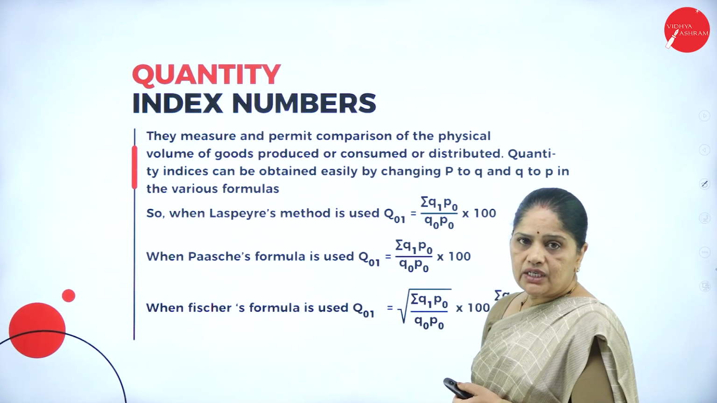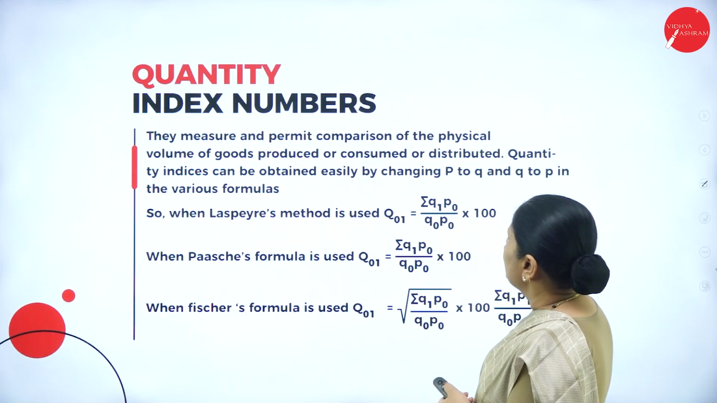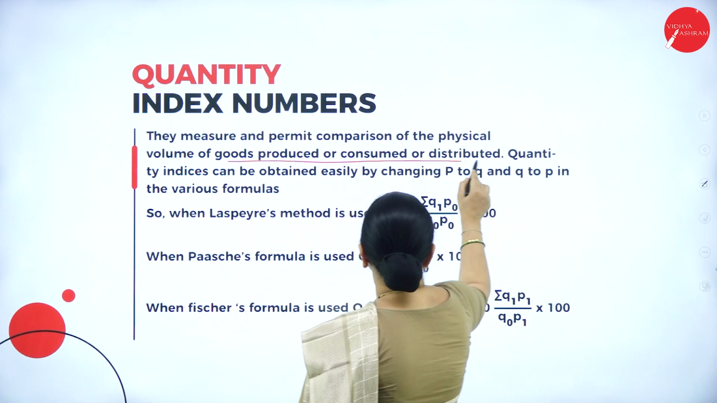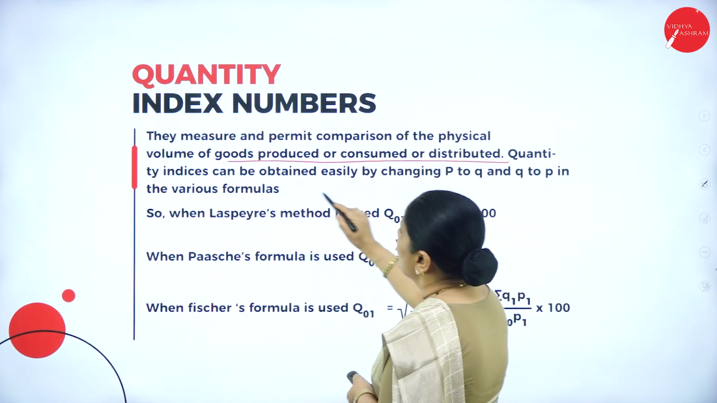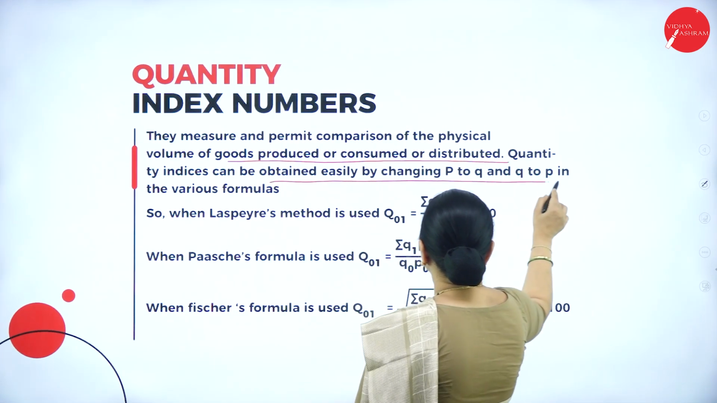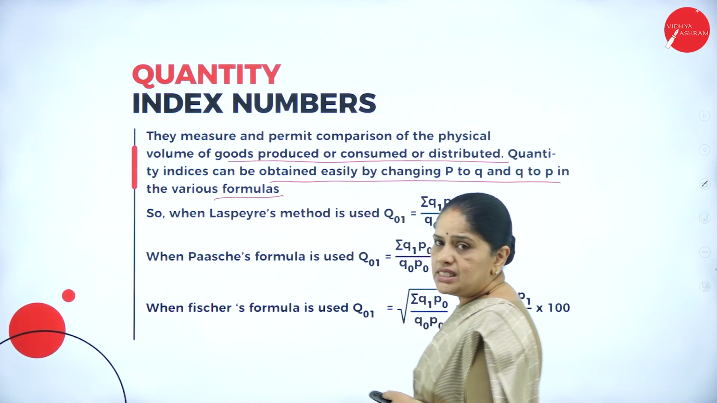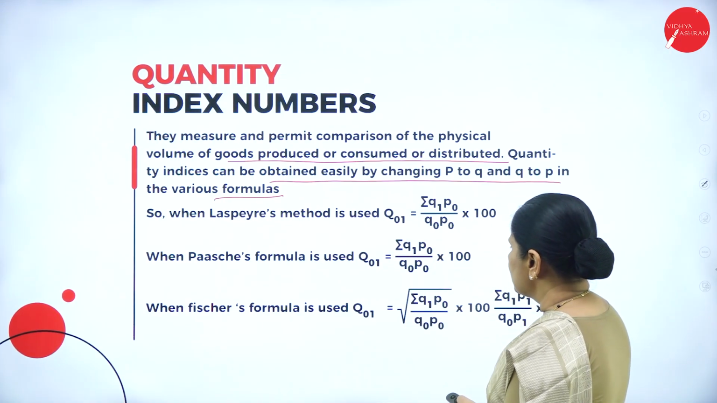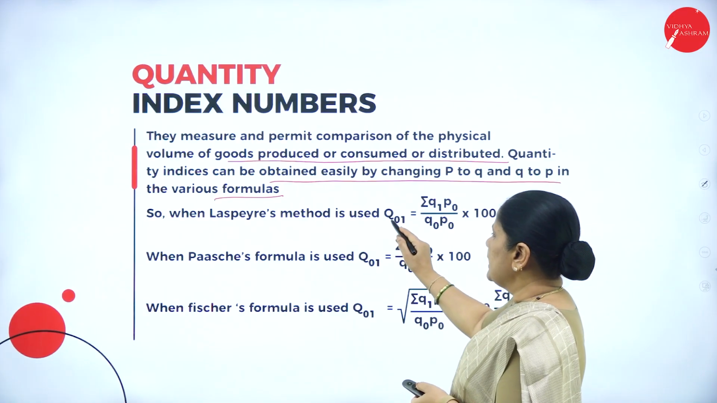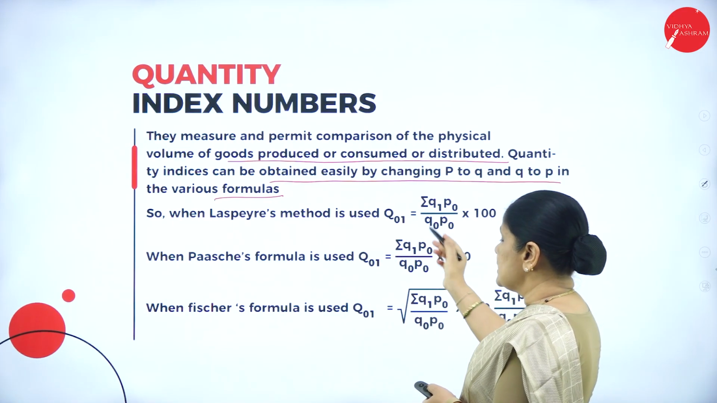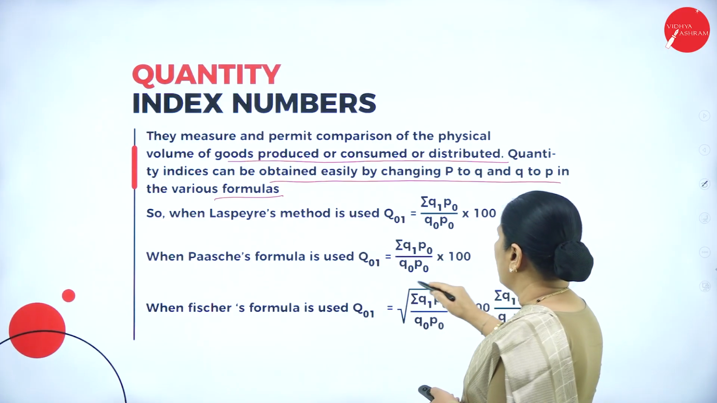Now, next we have the quantity index number. They measure and permit comparison of the physical volume of goods produced or consumed or distributed. Quantity indices can be obtained easily by changing P to Q and Q to P in the various formulas. So, when Laspeyres' method is used, quantity index number, previously we were doing price index. Now, here instead of price, we are making use of the quantity.